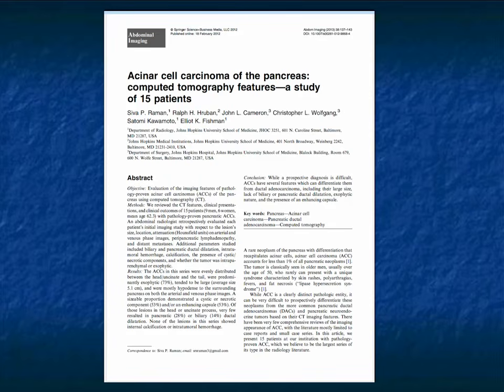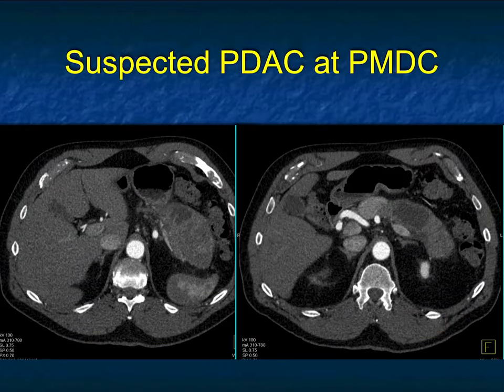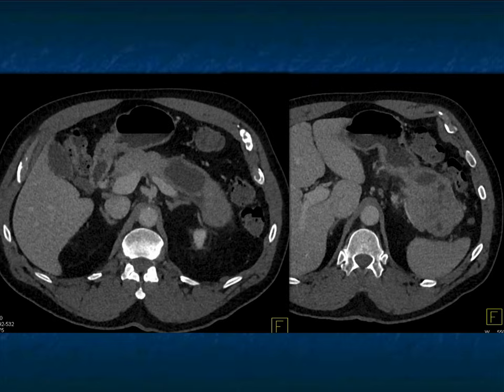We talk about unusual pancreatic cancers. Acinar cell carcinomas are rare. They're typically large. They're very cystic. Here was a good example of one we thought probably was a PDAC because it was really cystic and necrotic. It could be a classic adenocarcinoma, but this was biopsied, and this ended up being an acinar cell.